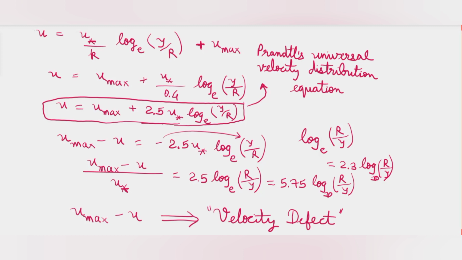In this video, we understood what turbulent flow is, then we derived the expression for coefficient of friction in terms of shear stress, then we saw shear stress in turbulent flow given by J. Boussinesq, then Reynolds, and then Prandtl. We also derived the velocity distribution equation for turbulent flow in pipes, which is u is equal to u max plus 2.5 u star log y by r to the base e. And we also saw that the difference between maximum velocity and local velocity is known as velocity defect.